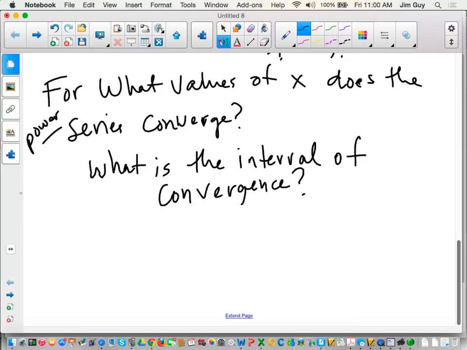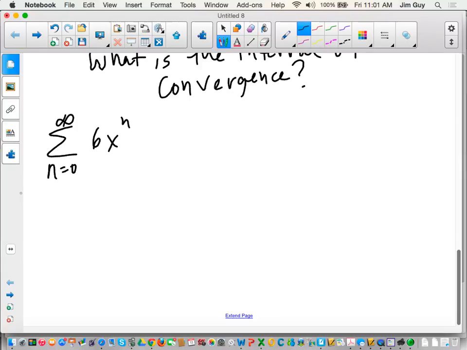Okay, so we're going to go back to the one we just had here. This one, I think intuitively this will be pretty easy for you. So this is a geometric series.